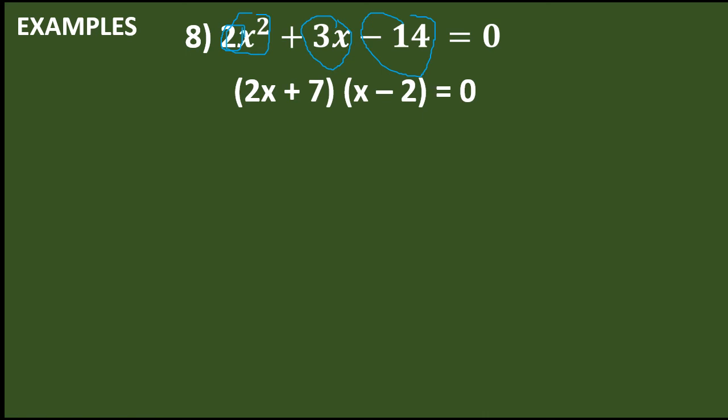Let us check. We have 2x times negative 2, we have negative 4x. After that, 7 times x, we have positive 7x.